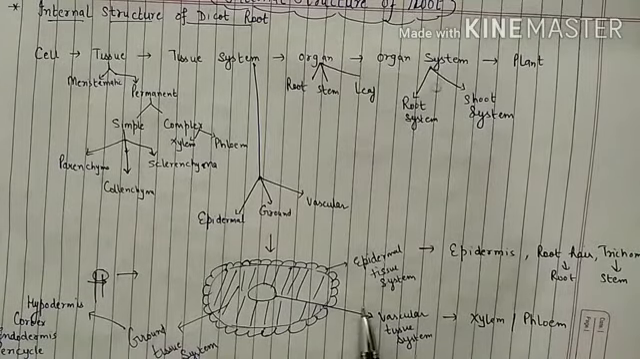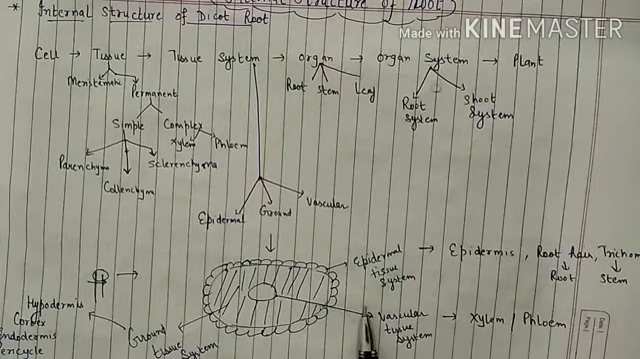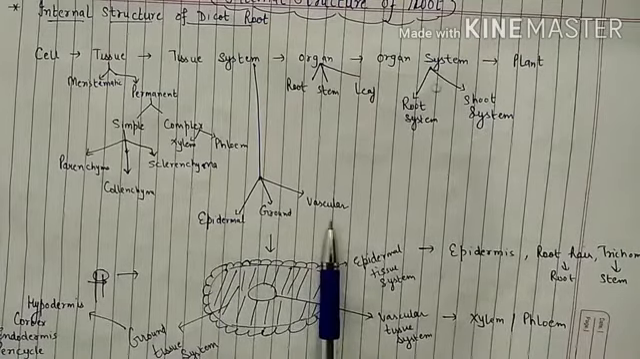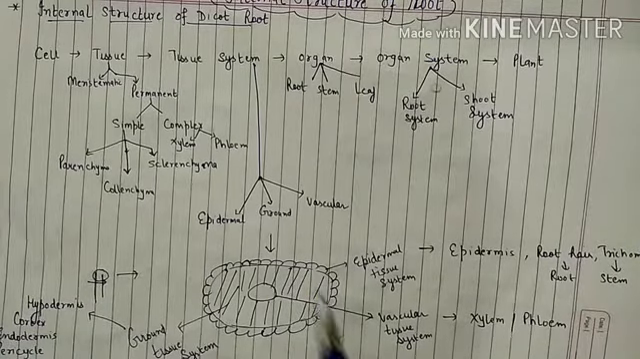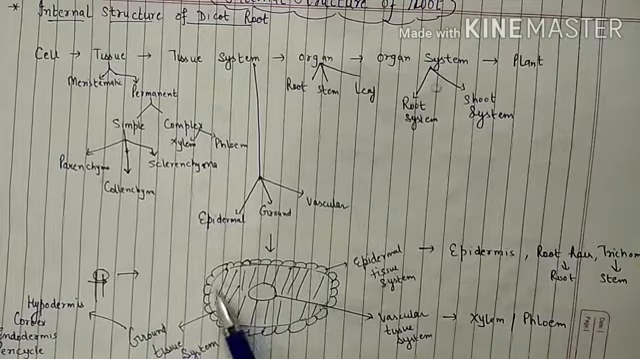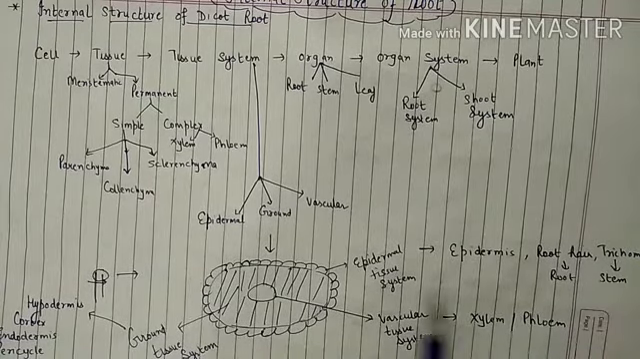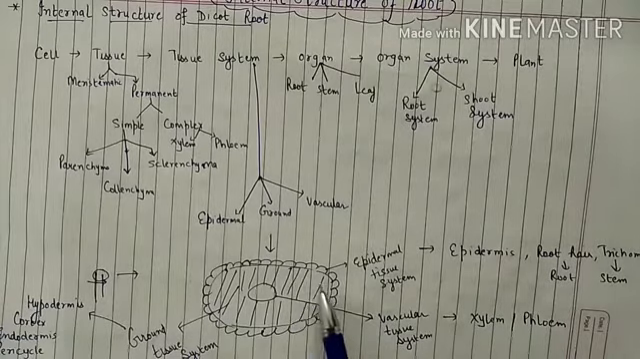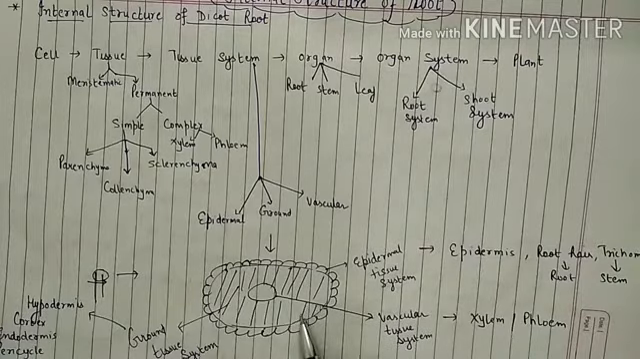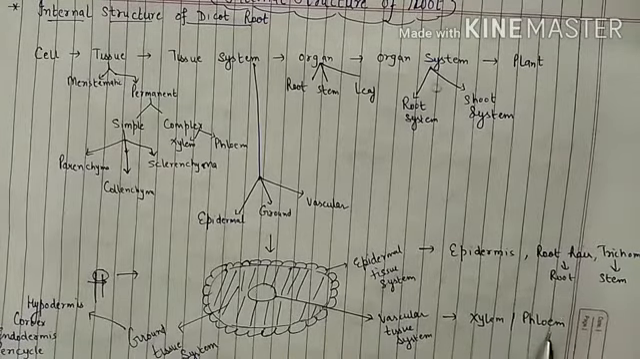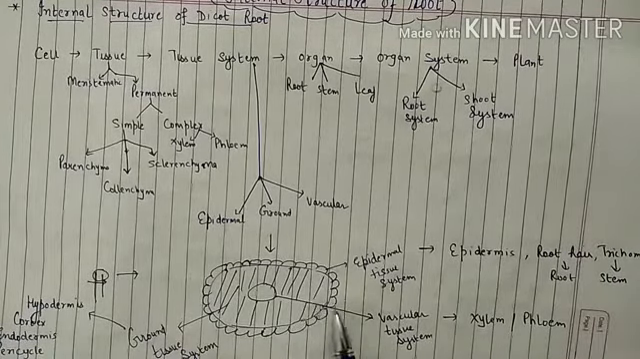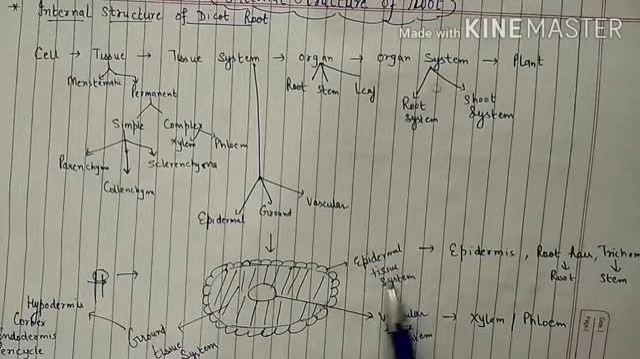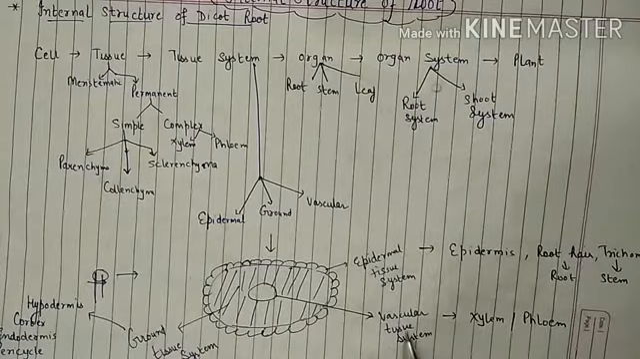So let us again revise. In plants there are three types of tissue system. First one is the epidermal tissue system, then the ground tissue system, and the third one is the vascular tissue system. The epidermal tissue system basically consists of epidermis, root hair and trichomes, and it consists of a continuous layer of cells which are compactly arranged. Then the vascular tissue system consists of xylem and phloem, and the ground tissue system consists of cells except epidermal tissue and vascular tissue.